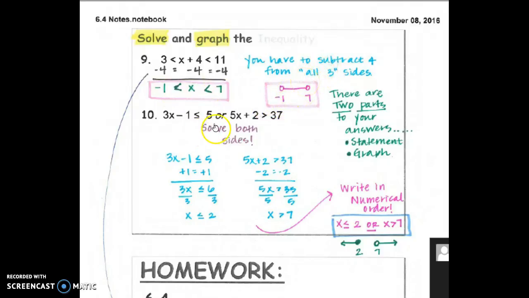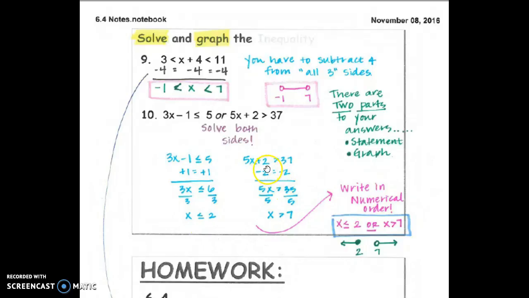Number 10, it's an or statement. So you're going to solve both sides. You're going to solve the left side, you're going to solve the right side. When you do that, you add 1 to each side. 5 plus 1 is 6. Divide each side by 3. X is less than or equal to 2. Didn't flip that because we're not multiplying or dividing by a negative.